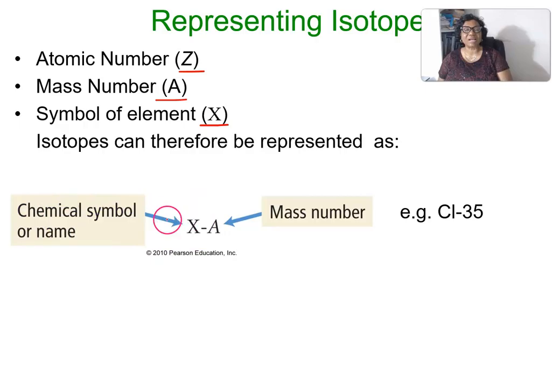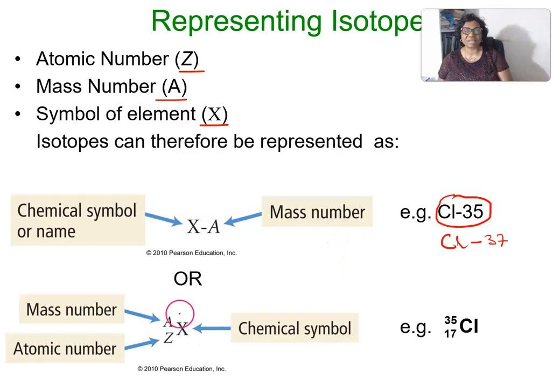So we can represent an isotope like this. You see, this is the symbol and this is the mass number. Example, this is chlorine-35 and we can have chlorine-37. This is one way of representing an isotope. A second way of representing an isotope is like this. You see, this is the atomic number, this is the mass number, and this is the chemical symbol.